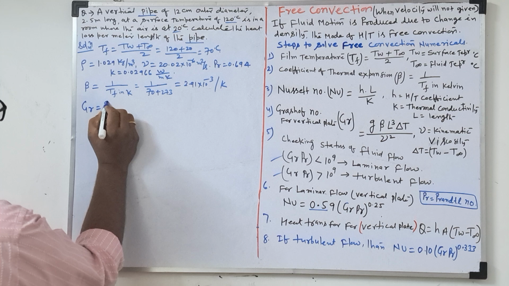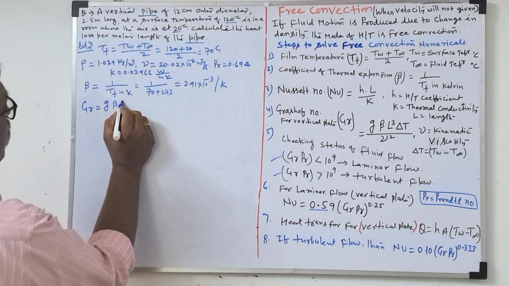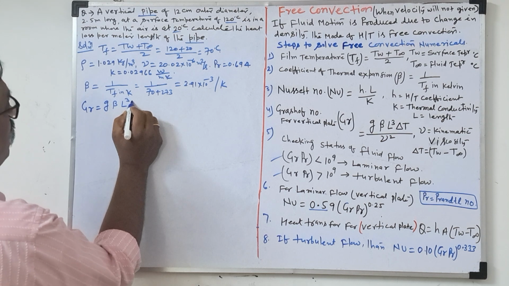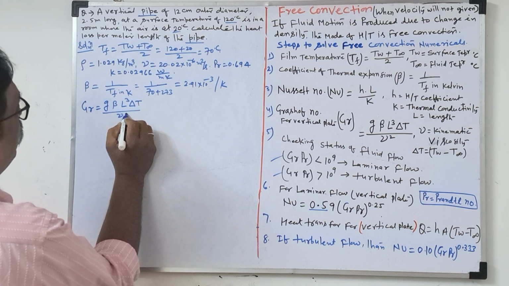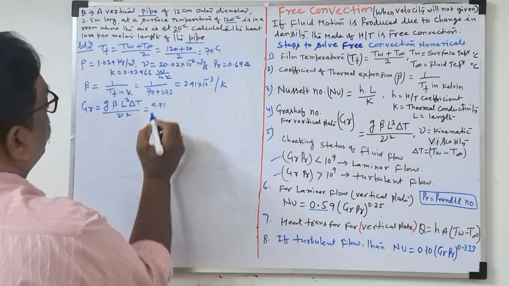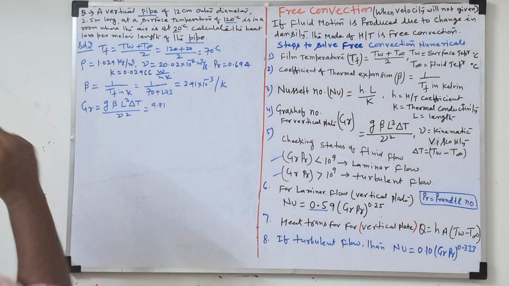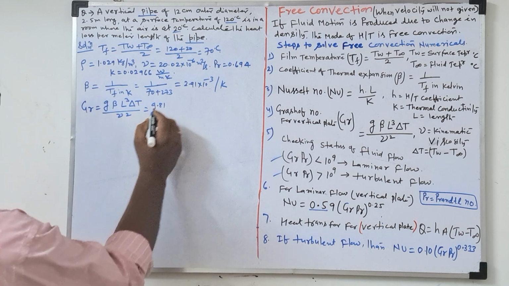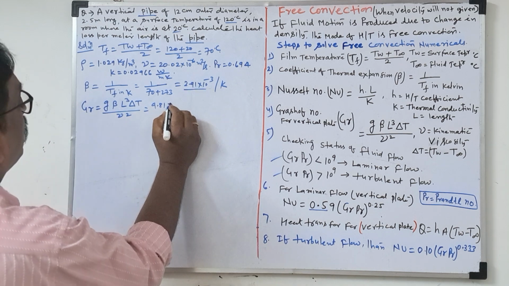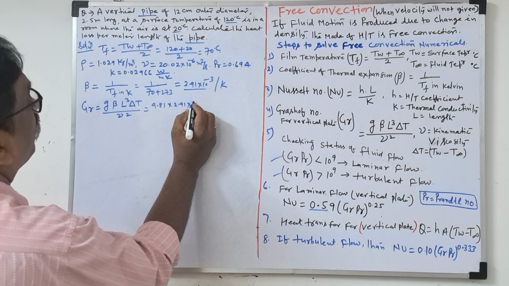What is the formula I am writing again here? Grashof number is g beta L cube delta T by nu square. So g is 9.81, and the beta value is 2.91 into 10 power minus 3.